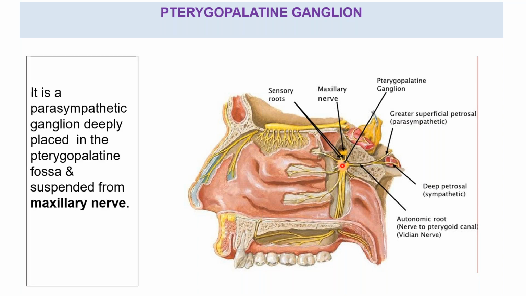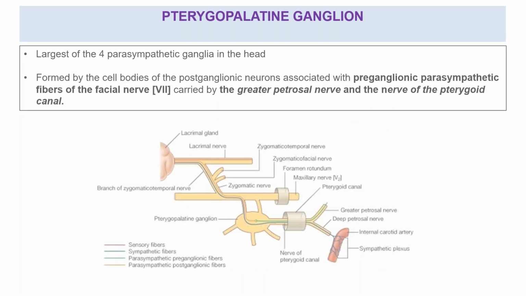It is a parasympathetic ganglion which is deeply placed in the pterygopalatine fossa, and it is suspended through the ganglionic branches from the maxillary nerve. So this is the maxillary nerve. This would be the foramen rotundum. This is the trigeminal ganglion. From here, the maxillary nerve enters into the pterygopalatine fossa. So through these two ganglionic branches, it is connected to the pterygopalatine ganglion.